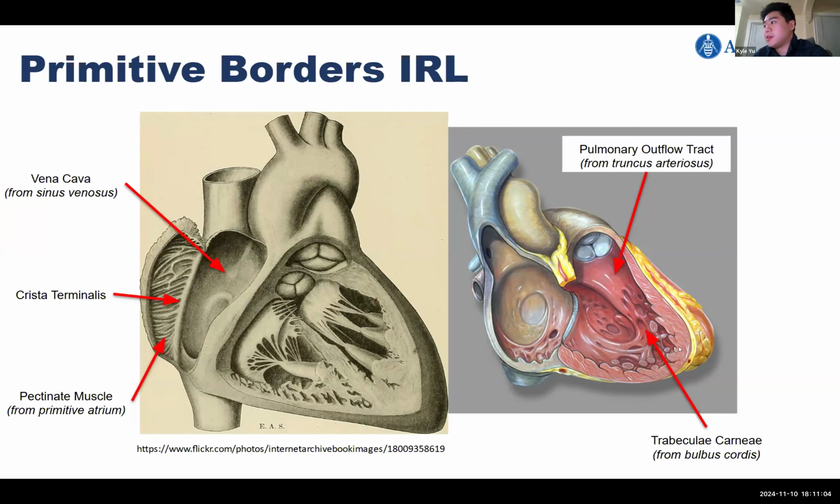And here we have the ventricle. This is the trabeculae carneae, which are the striated portions of the ventricle. This is from the bulbus cordis. And then you have the beginning of the pulmonary outflow tract. This is coming from the truncus arteriosus. We'll go into a little more detail in terms of the ventricular septation, but you can see it goes from muscular to this smooth portion. And then we'll get to that also in a little bit.